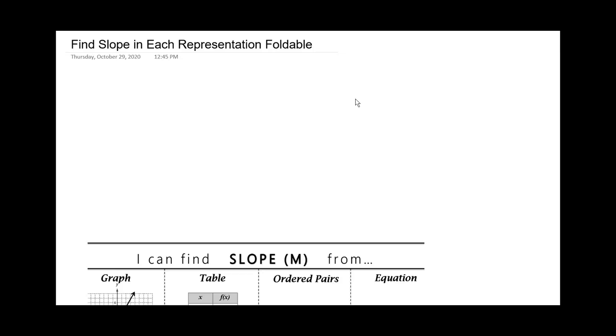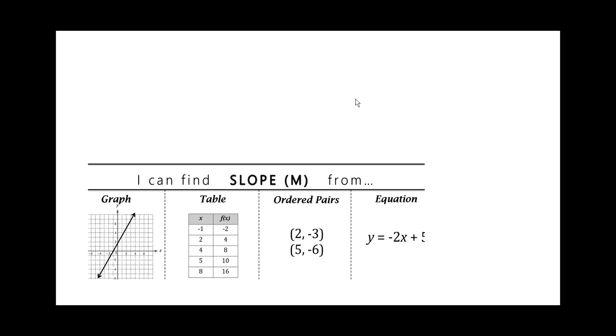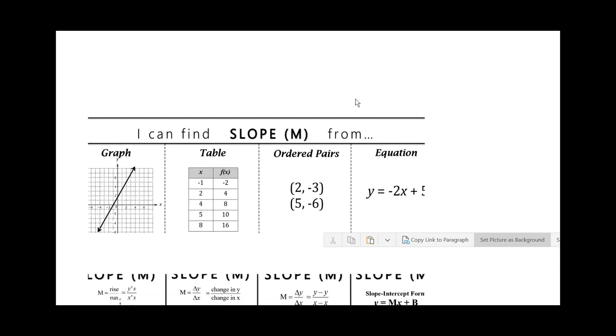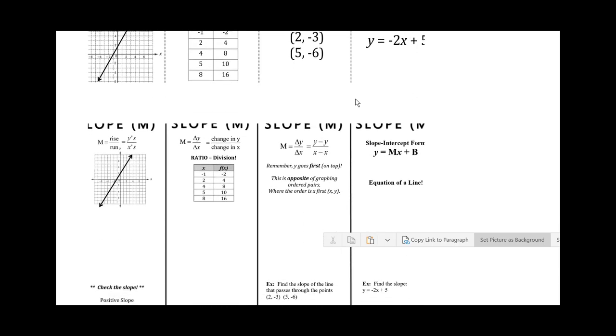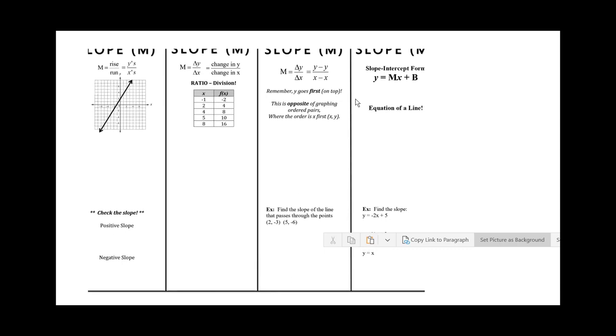All right, so we've got a new foldable called Find Each Slope and Each Representation foldable. And today we're going to focus on finding slope, which is m, the variable, from a graph. What you see right here is what's on the top, on the outside of this foldable. And now we're going to look at what's on the inside and focus there.